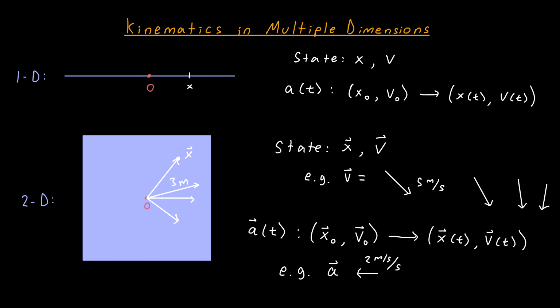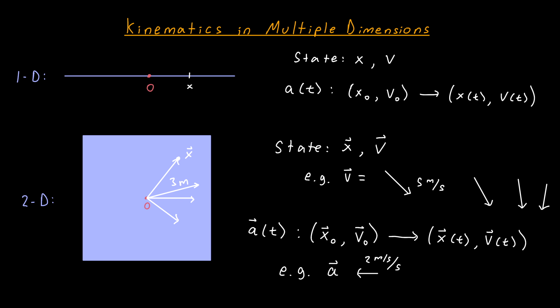And so this is the key takeaway here. This is the nature of kinematics in multiple dimensions. Instead of thinking of position and velocity as just numbers that change over time according to the acceleration, position and velocity now become vectors or arrows in space, whose magnitudes and orientations are free to change over time, but still under the same laws of motion provided by the acceleration.